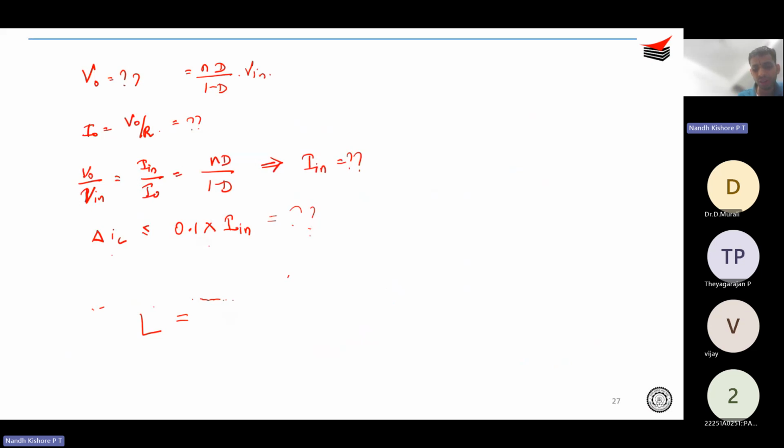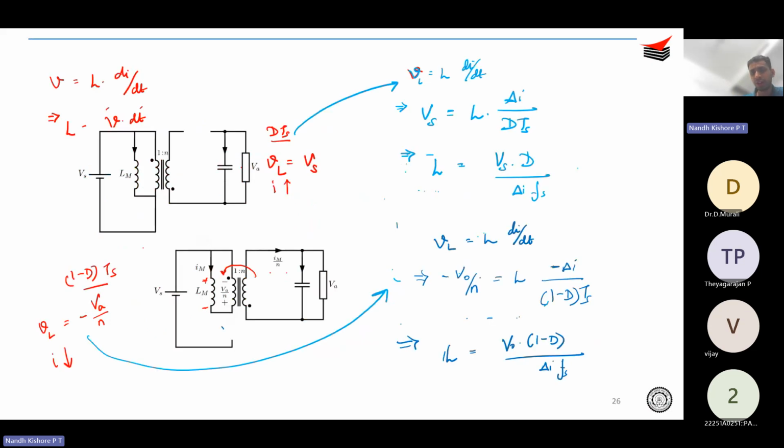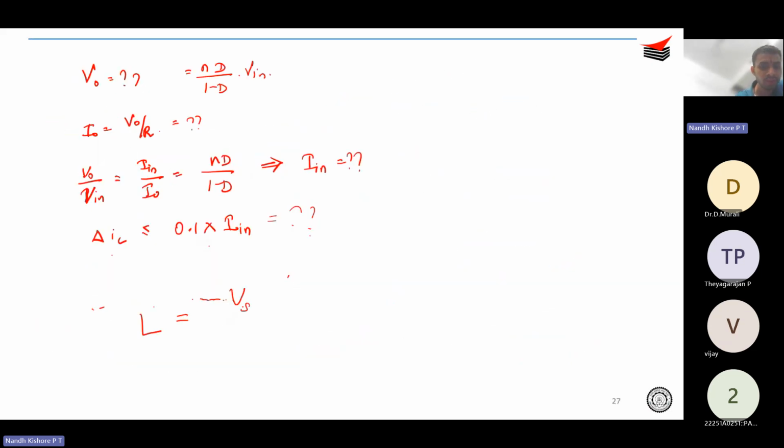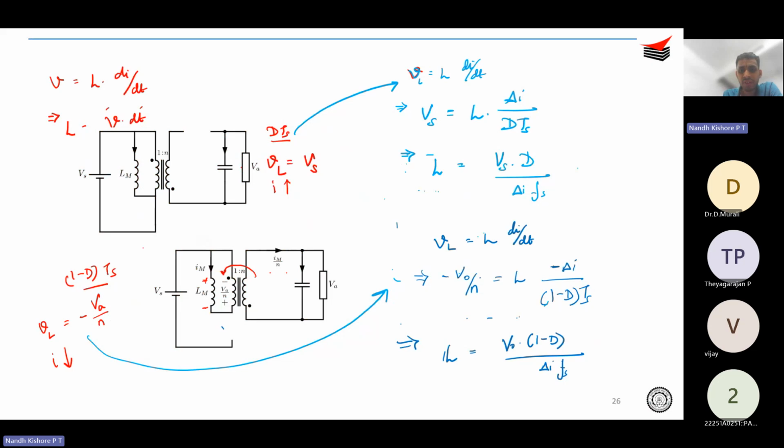So you will find out what is delta IL from this. Once you know delta IL, you just substitute in the equation that we just derived: L is equal to Vs into D by delta I into Fs. Okay, you get what is L. Simple, right? Just find out Vo, find out Io, Iin. Given in the problem that delta IL is 10% of Iin, you just substitute in the relation for L. And how did we find out L? We just analyzed the flyback converter when the switch is on and when the switch is off.